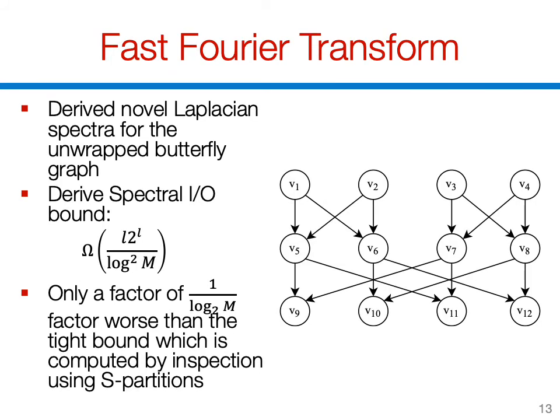We further derive a closed-form bound via this approach for the 2 to the L point fast Fourier transform. We derive a novel result for the Laplacian spectra and their multiplicity for the unwrapped butterfly graph. We use this result to derive a lower bound on the I/O using our spectral method. This bound is only a factor of 1 over log base 2 M off from the provably tight bound, which was computed via manual inspection through S partitions.